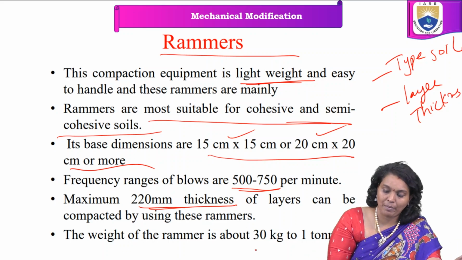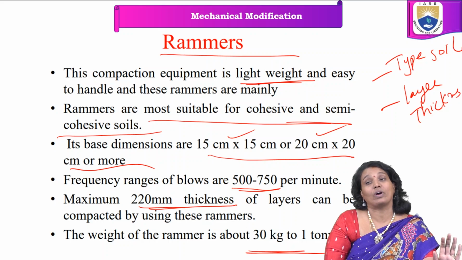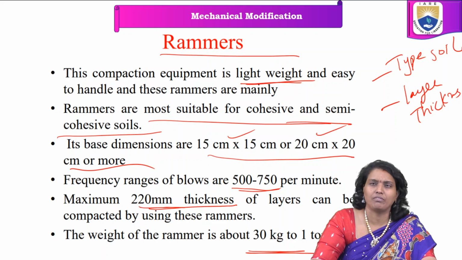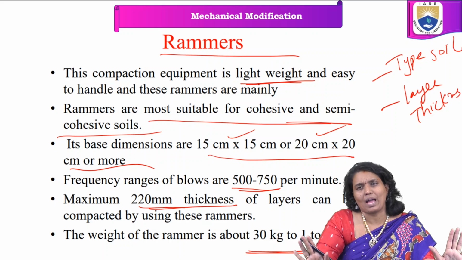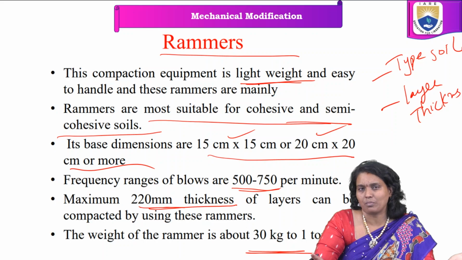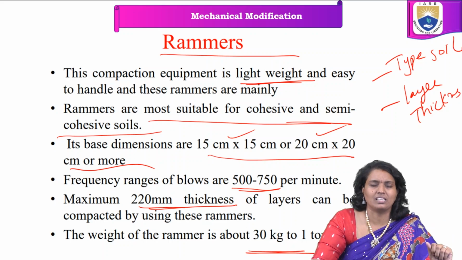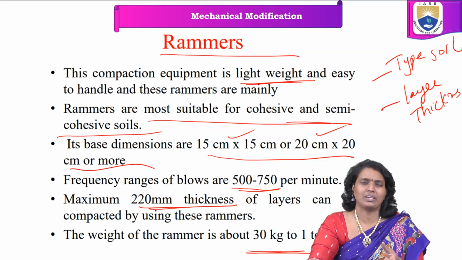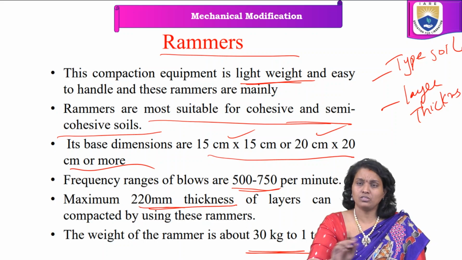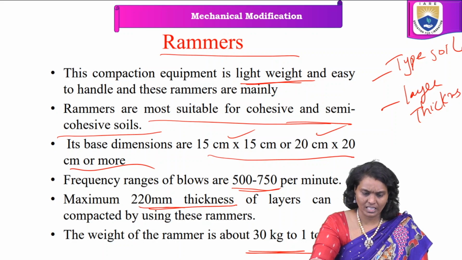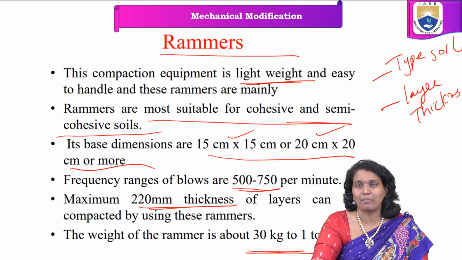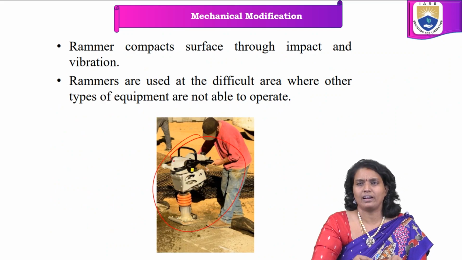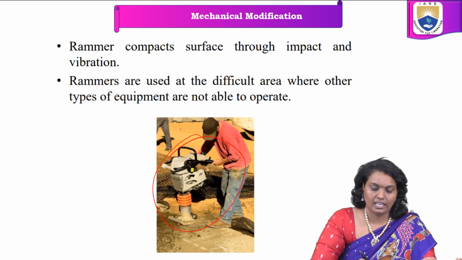The weight of the rammer is about 30 kg to 1 ton. So it depends on which type of rammer is suitable for the required thing. It depends on the thickness: if the thickness is less, then a lighter rammer is adoptable. So like that, we have to understand all these parameters. These are further rammers, which we are also using like this. This is the person, and we are using that technique here.